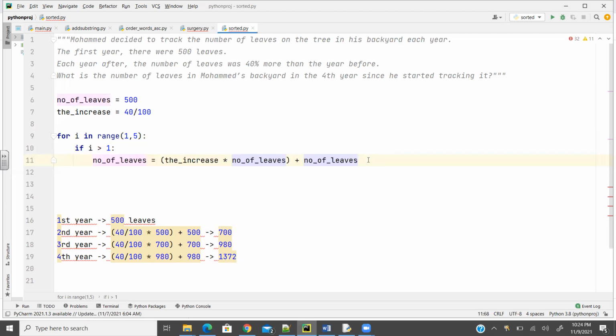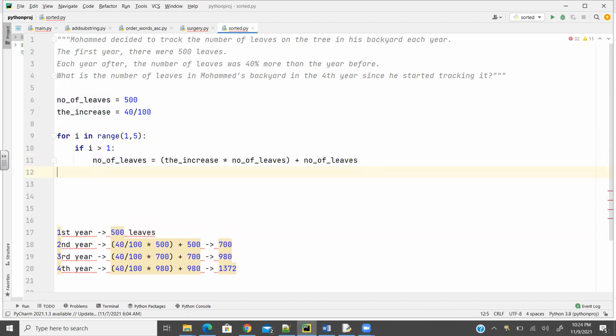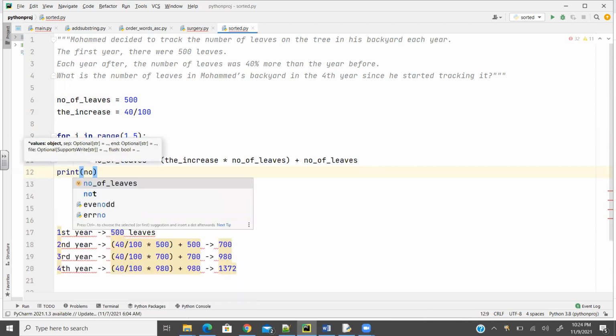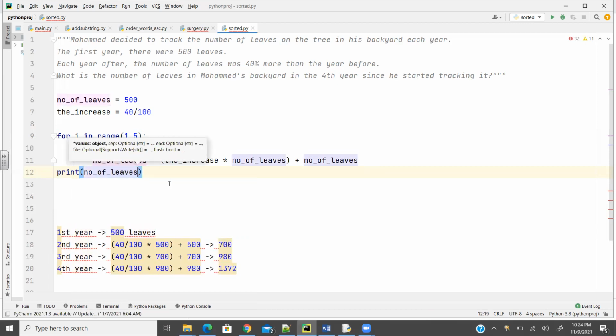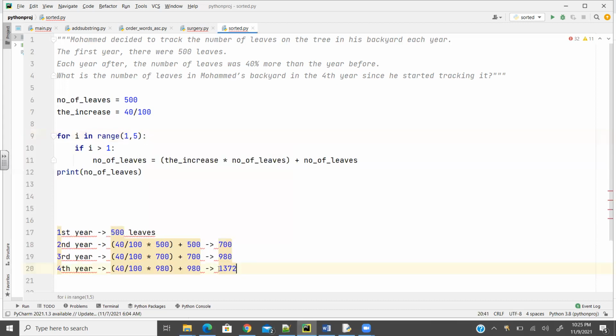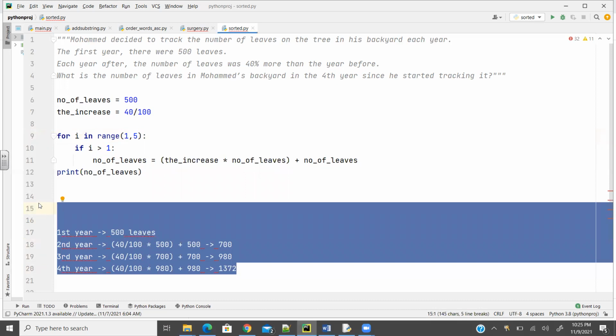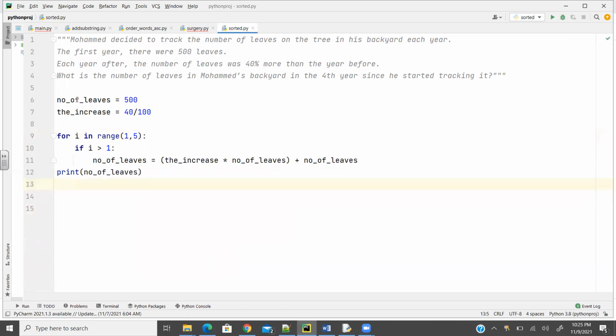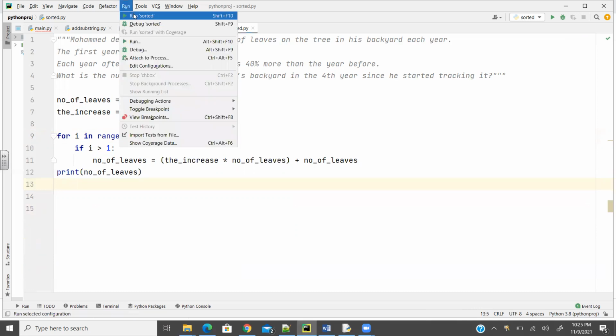Okay, so having done that, I'll simply get the number of leaves, then print that number out. So print number of leaves. That will give us the number of leaves in the 4th year. I use 5 here because I need to stop at 4. The count needs to get to 4, make use of 4, but does not make use of 5. That's how the range function operates or behaves. Okay, so let's see if our program gives us what we need.